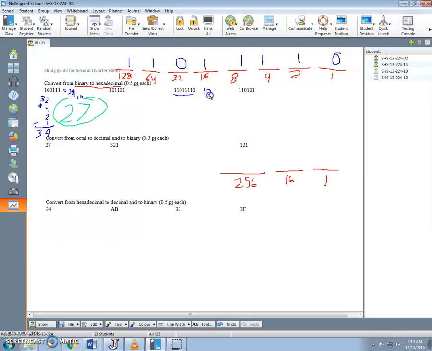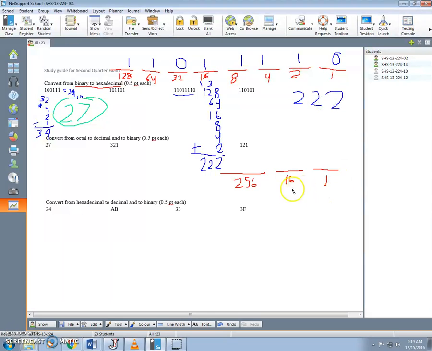So far we have 128. We have a 64. We do not have a 32. We do have a 16. We do have an 8. And a 4. And a 2. And we don't have a 1, so I won't add it in there. Add them all up, we get 8, 12, 18, 26, 30, 32. And this one now, 3, 5, 11, 12. All right. So our decimal number is 222.